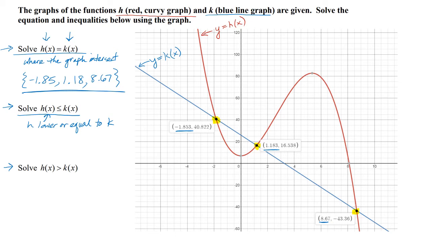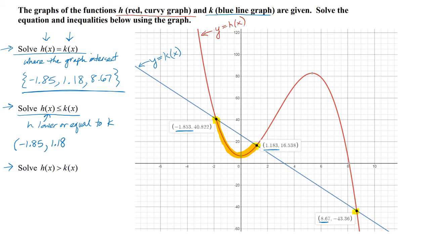Now remember, h is the red graph. Think about where it ends up lower than the line. I see one region here between these first two intersection points, from negative 1.83 to positive 1.18. So we have one region where the red graph is below the blue graph right there. To show that as a solution set, that's all the points between those regions, so we would use interval notation. Now I'm starting with a parenthesis, but let's consider that. Let me write down the first x value, negative 1.83, and we're going to 1.18.